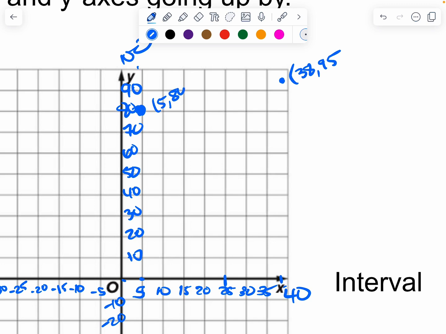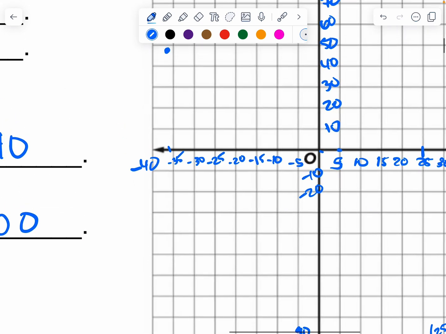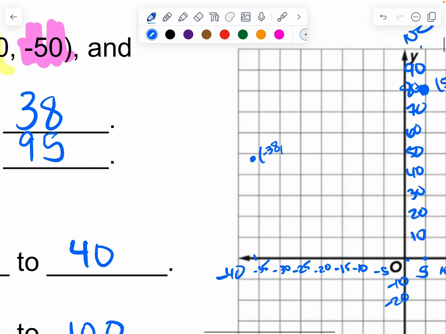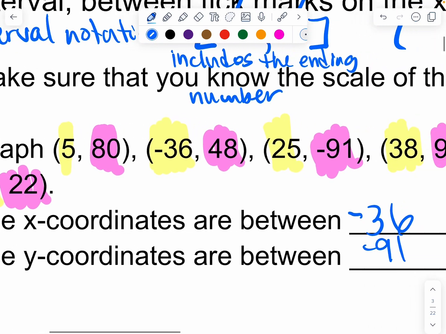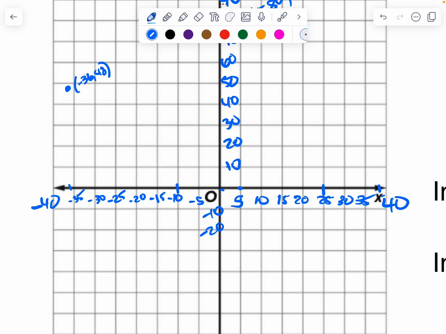This was (5, 80). This one was (25, -91). And wasn't there another one? This is negative 38. Oh no, negative 36. 48, I think that's what it was. (-36, 48), okay. (-10, -50). Negative 10 is right here, negative 50. So this is negative 30, negative 40, negative 50. So this is (-10, -50).